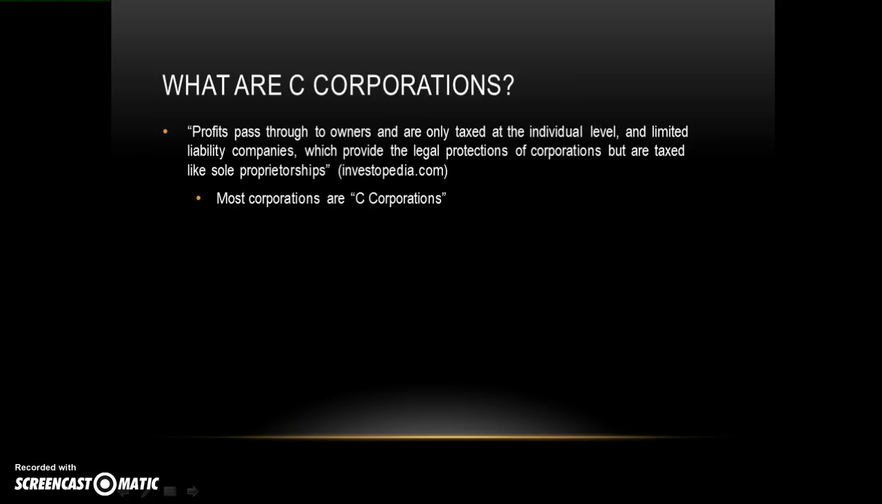What are C corporations? C corporations are pretty much the opposite of sub-S corporations. Most corporations are C corporations. According to Investopedia.com, with sub-S corporations profits are passed through to owners and are only taxed at the individual level, and limited liability companies provide the legal protections of corporations but are taxed like sole proprietorships.